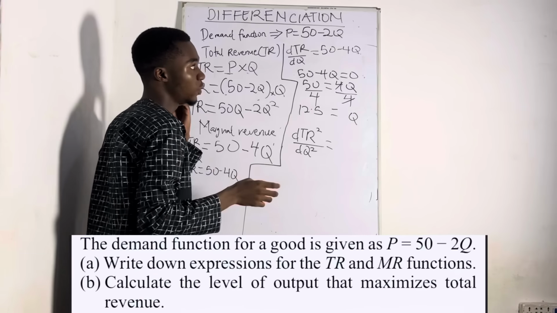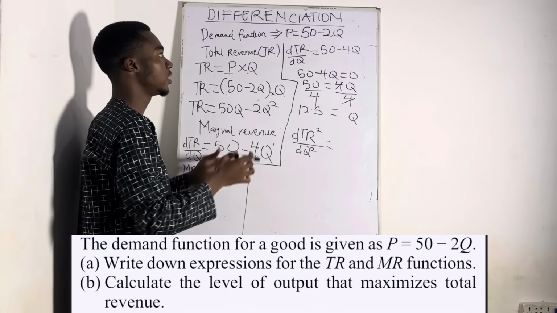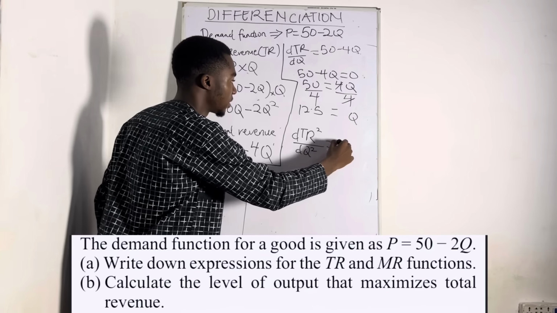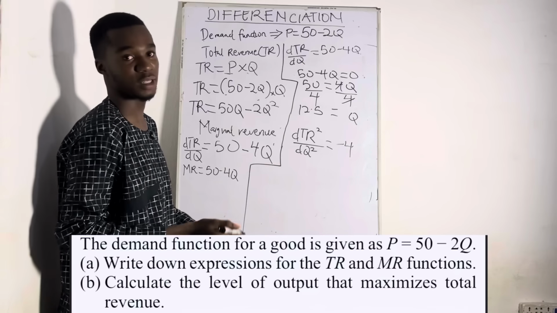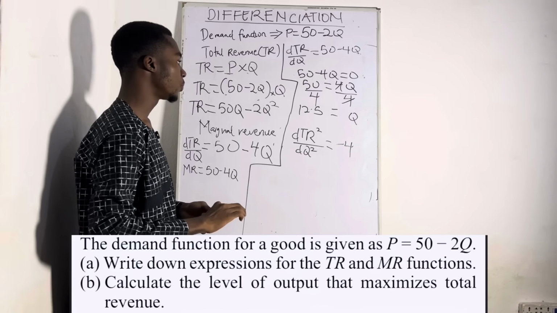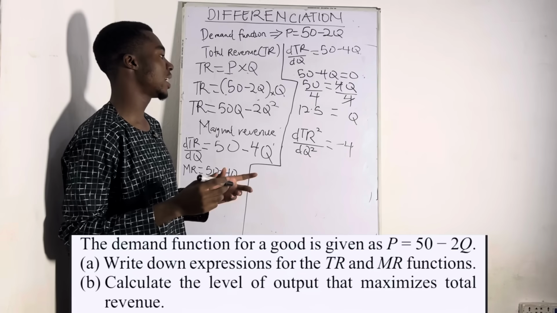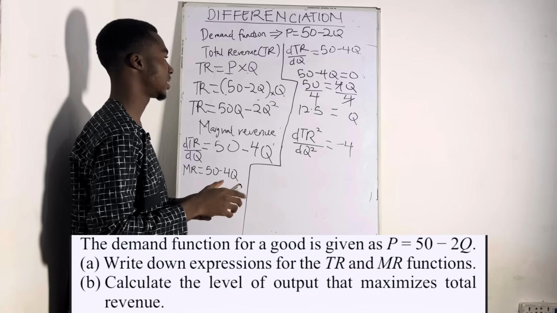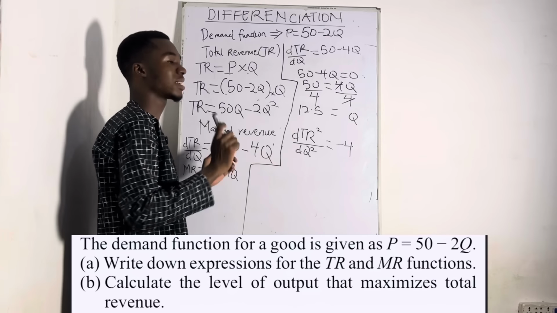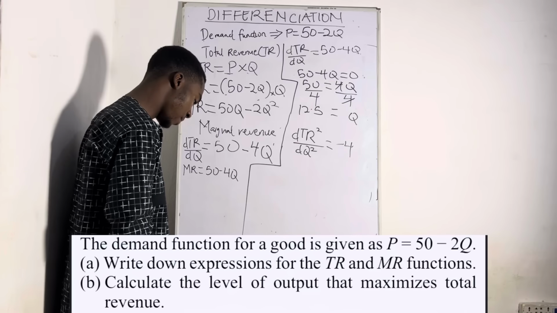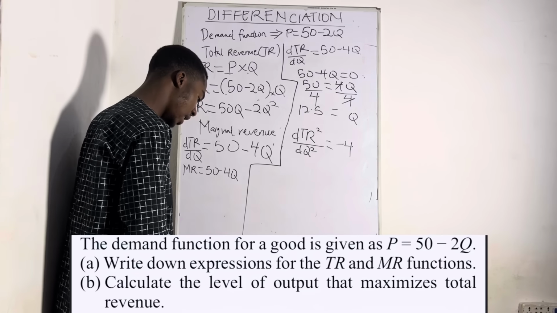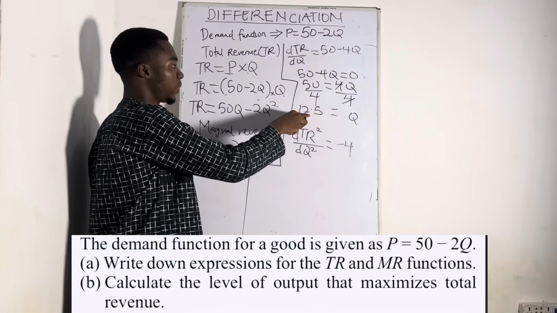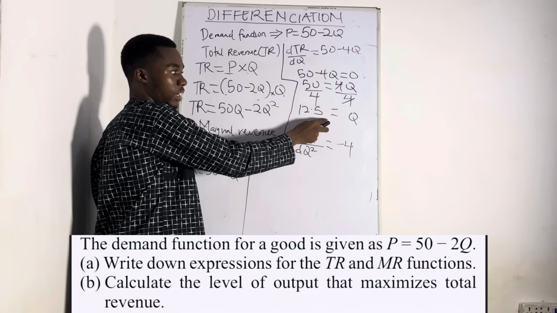The negative 4q, when you differentiate negative 4q, I told you that when you differentiate a number attached to a variable, you only take the number, so it becomes negative 4. The q will not be part of it. You get it? So now, when you differentiated it for the second time, you realize that you're getting a negative, which is negative 4. So this negative 4 tells you that the 12.5 you got is the maximum. You get it? The question asks for the level of output that maximizes total revenue. So therefore, the level of output that maximizes total revenue is 12.5.